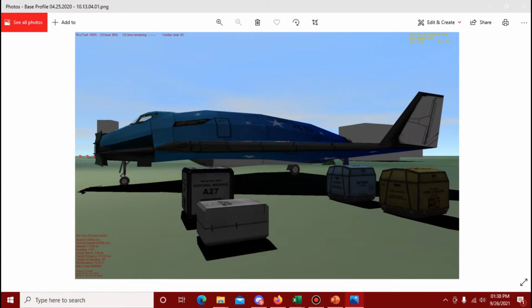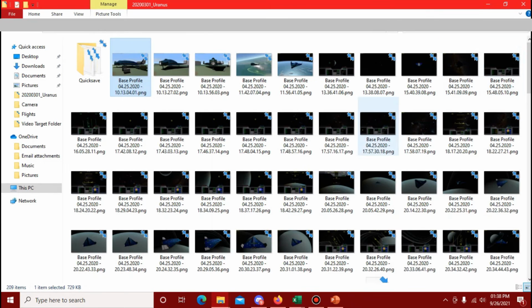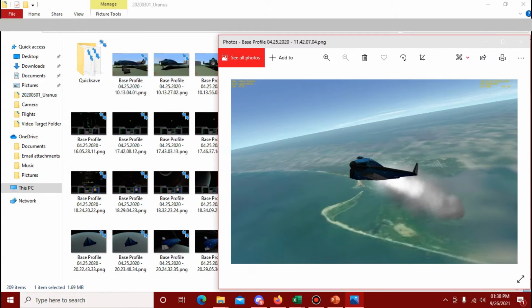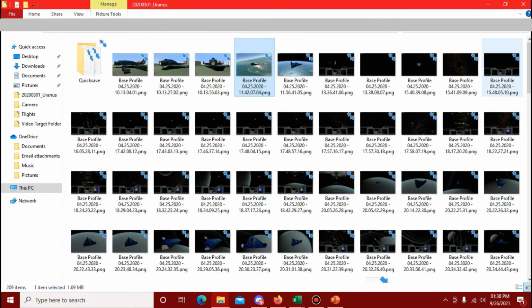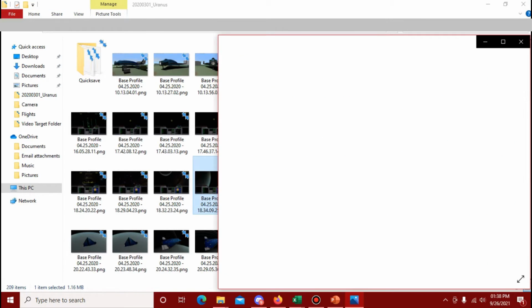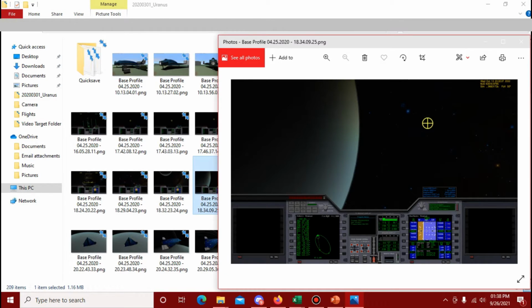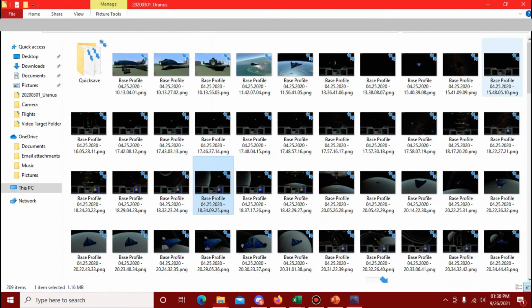So here's the very first picture. We're on the ground at Wallops flight facility. Here's some fuel and cargo. This is basically all the cargo that we loaded up into the cargo bay, right? Okay, and then we took off, flew over the East Coast, got into space. This looks interesting. Okay, so this is us after arriving at planet Uranus.